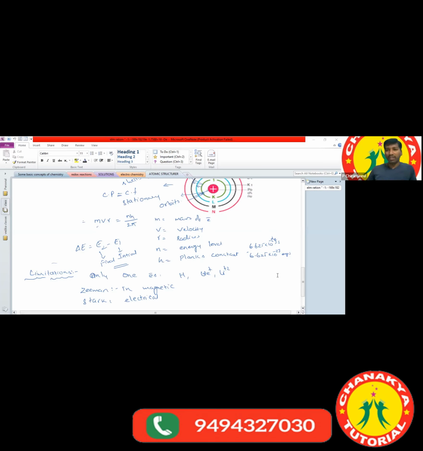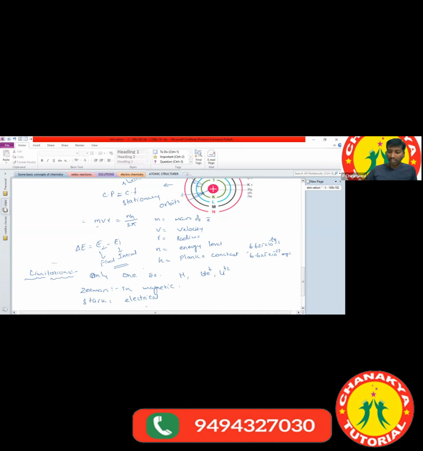It didn't explain the Zeeman effect and Stark effect. What is meant by the Zeeman effect? The splitting of spectral lines in the presence of a magnetic field is called the Zeeman effect. What is meant by the Stark effect? The splitting of spectral lines in the presence of an electric field is called the Stark effect. And it also violates the Heisenberg uncertainty principle and the de Broglie wave equation.